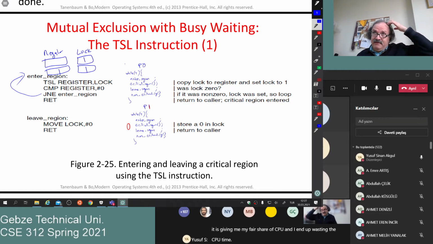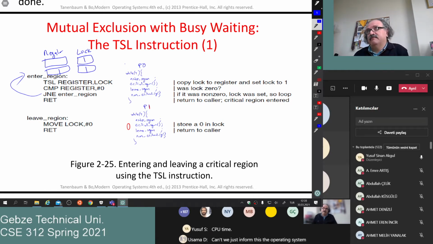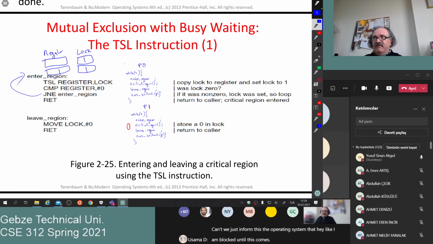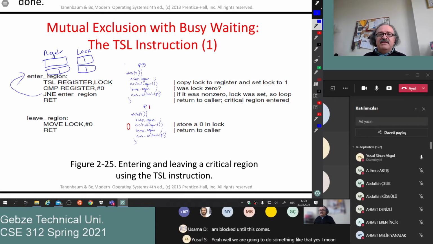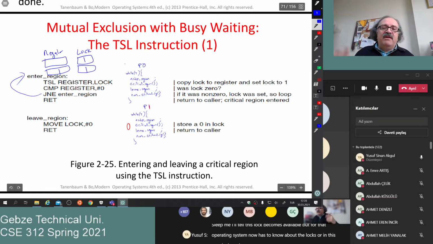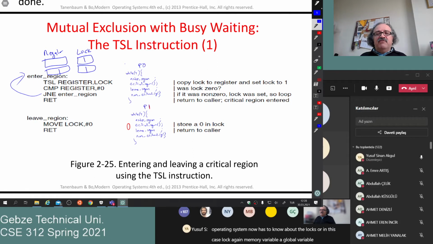Can't we just inform the operating system that, hey, I am blocked until this comes? Yes, we are going to do something like that. We are going to ask the operating system to sleep me until this lock becomes available. But for that, the operating system has to know about the locks. In this case, lock is again a memory variable, a global variable shared between two threads or processes. So the operating system has to know about this, and we are going to see it in a few minutes.